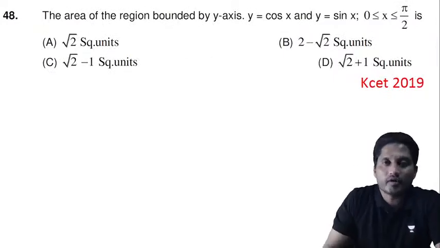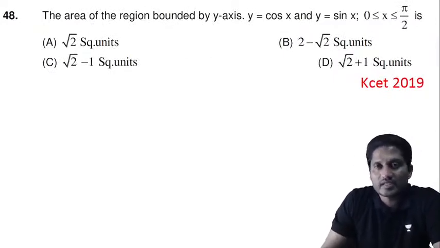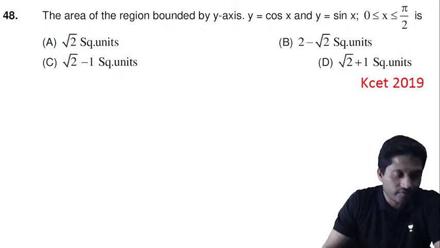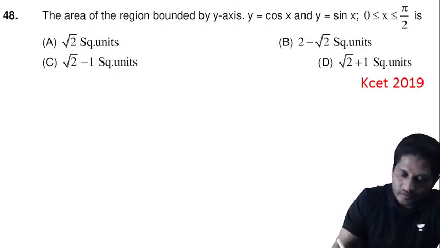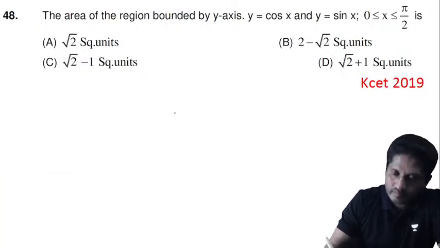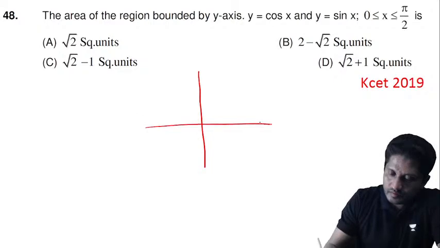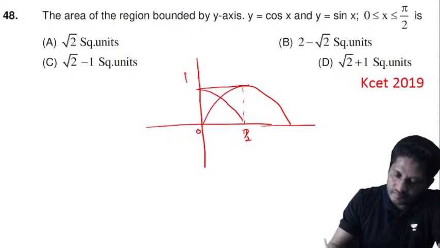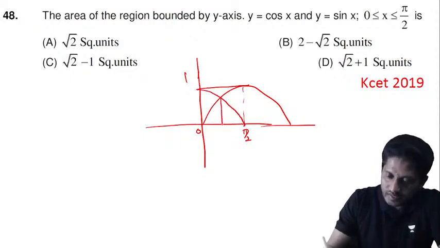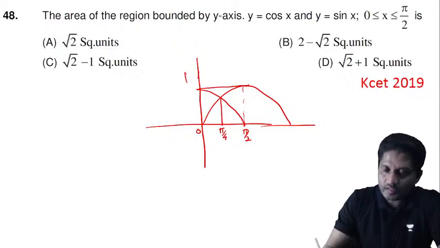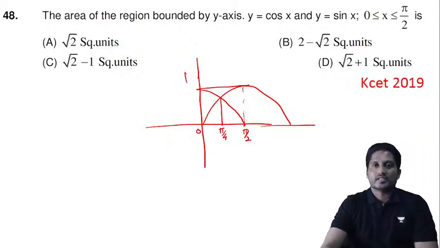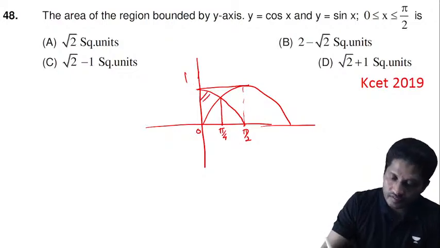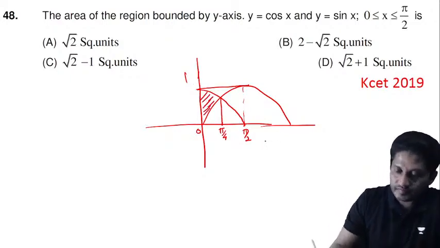Area of the region bounded by the y-axis and the lines y is equal to 0, y equal to cos x, and y is equal to sin x. Okay, now this is the sine graph, right? Sine 90 is 1, and then this is the cos graph. Sine and cos will cut at 45 only. The question is the area of the region bounded by the y-axis, y equal to cos, y equal to sine. So this area only, this area I'm supposed to find out.